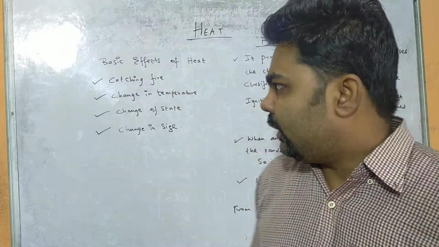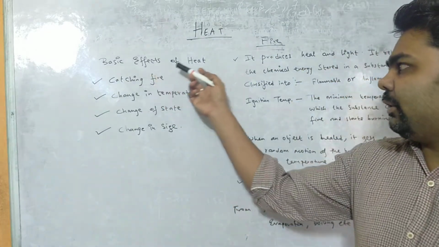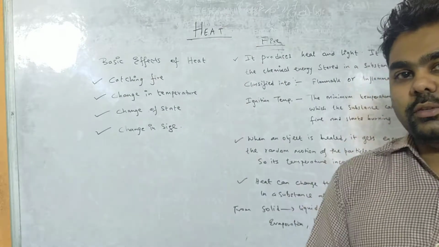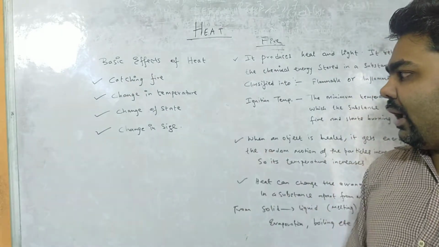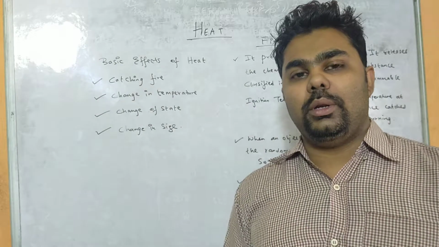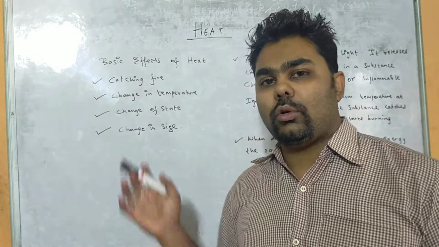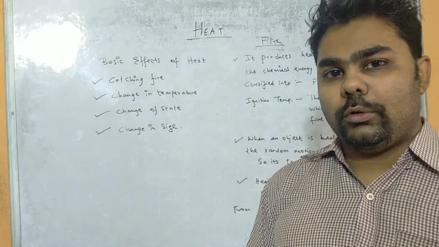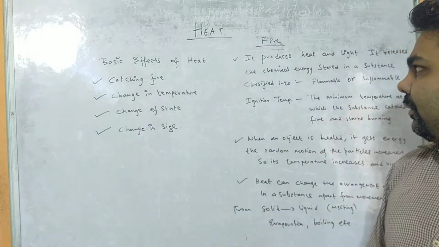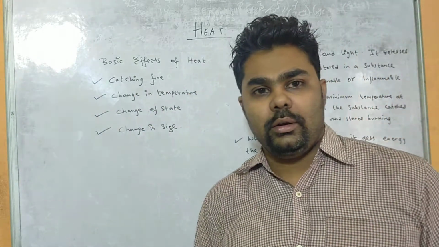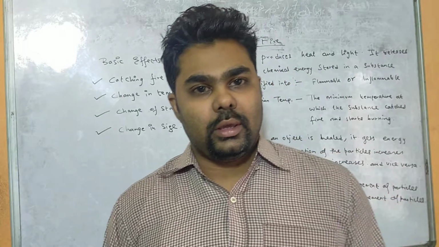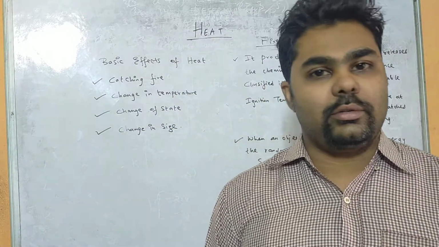I have noted down a few points here. Basic effects of heat are catching fire, change in temperature, change of state, and change in size. So we will learn each topic in detail. First we see catching fire. Fire produces heat and light simultaneously.